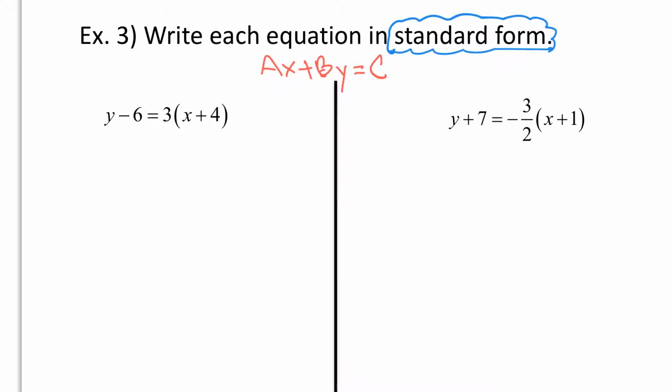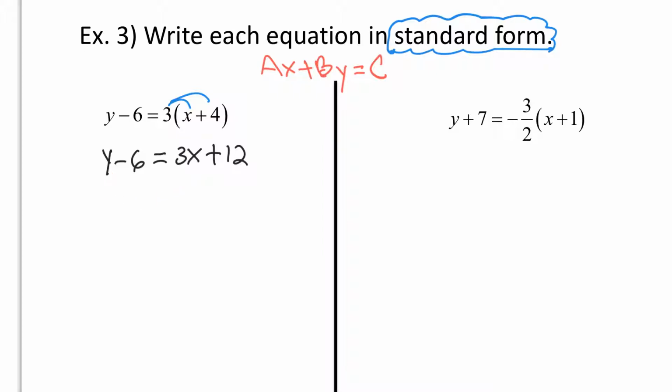So look, compare. This one doesn't look like this. This is the point slope form because we have y minus a number equals a number, m, times the quantity of x plus a number. So in order to change this to this, we're going to have to simplify, and we have to get the x and the y on the same side. So first, I am going to distribute the 3. I'm going to multiply. So we have y minus 6 on one side and 3x plus 12 on the other side. Now I need to move the x next to the y.